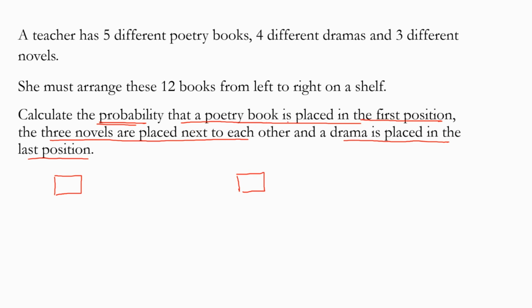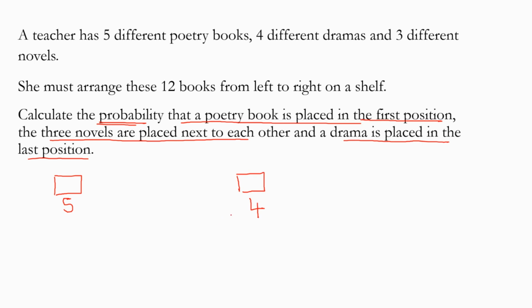So poetry book. So we have 5. So first position is 5. And then the last position, a drama is placed in the last position. How many dramas do we have? We have 4 dramas. So we have 4 choices. So the first position is 5 choices. The last position, 4 choices.